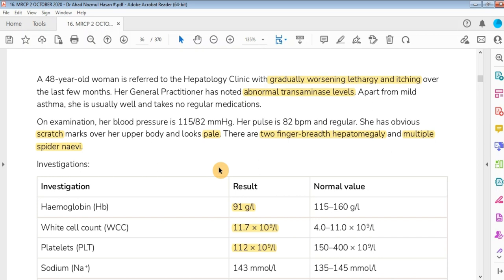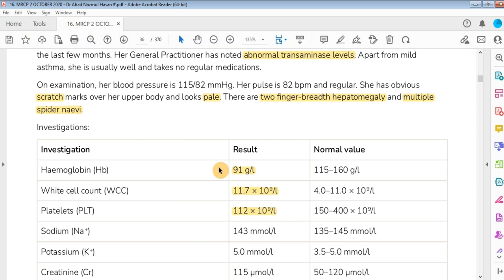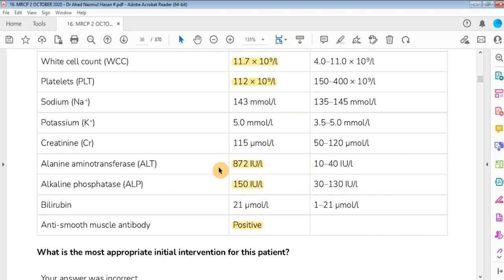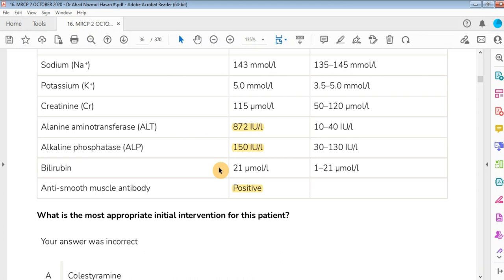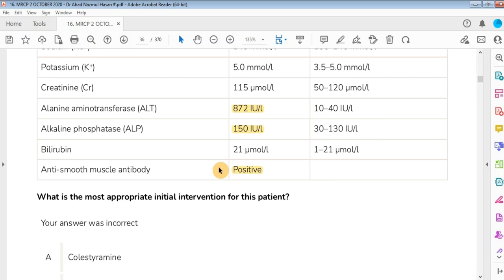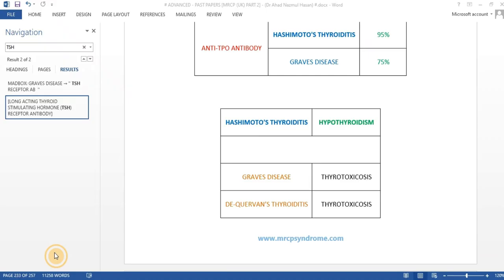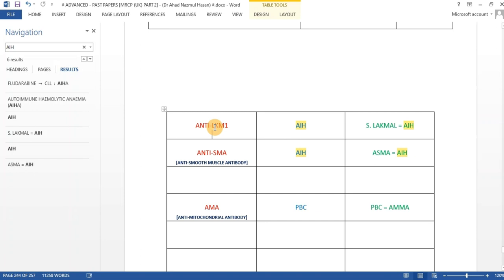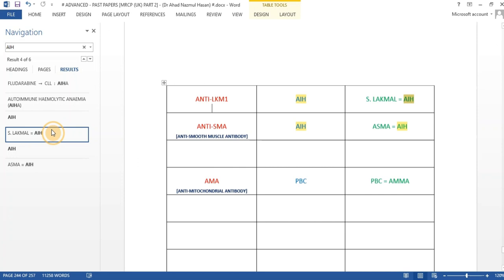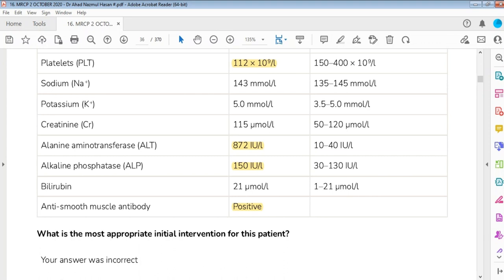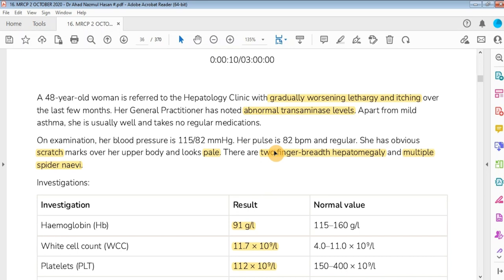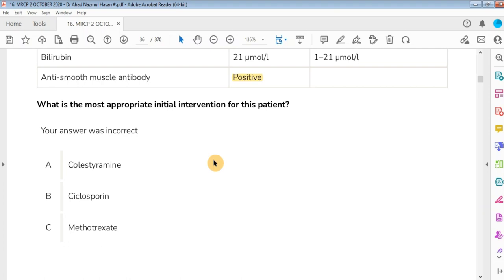Hb is 9.1, TLC 11.7, platelets 1,12,000, sodium 143, potassium 5, creatinine 115, ALT is 872, ALP 150, bilirubin 21, and ASMA is positive. So most likely diagnosis here? ASMA is positive. ASMA is associated with which one? Autoimmune. Yes, ASMA is associated with autoimmune hepatitis. So anti-LKM1 and anti-smooth muscle antibody are associated with autoimmune hepatitis. Autoimmune hepatitis will also have elevated transaminase levels, along with two finger hepatomegaly and multiple spider nevi. So what should be the initial intervention in this patient? Prednisolone. Yes, very good. We should go with prednisolone.